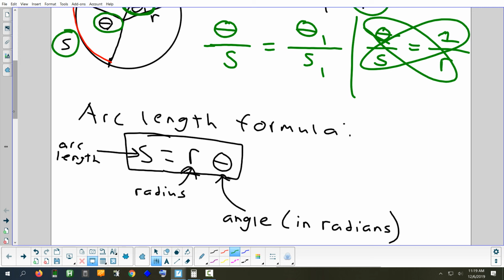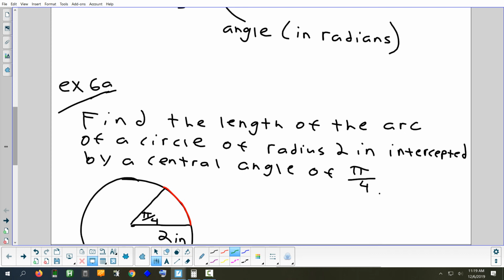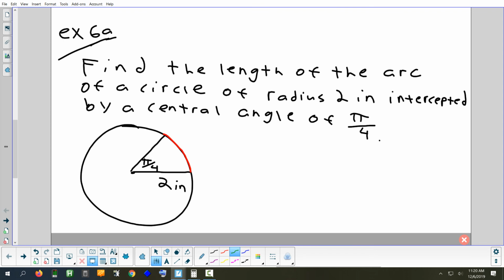So there are 3 different types of questions I can ask. You're always going to have to find one variable, and I'll give you 2. Either I'll give you the R and the theta, the S and the R, or the S and the theta. I'll always give you 2, and you have to find the third one. Okay, so let's look at this one. It says, find the length of the arc. And this time I actually drew a picture for you. You don't really need the picture, but I drew it. Find the length of the arc of a circle that has a radius of 2 inches, and the angle is pi over 4.